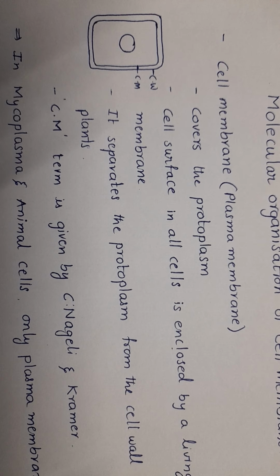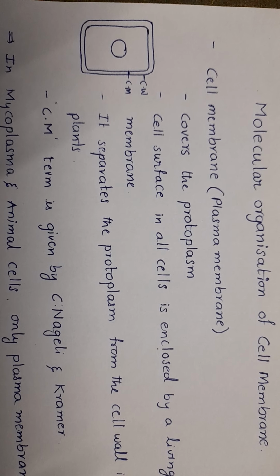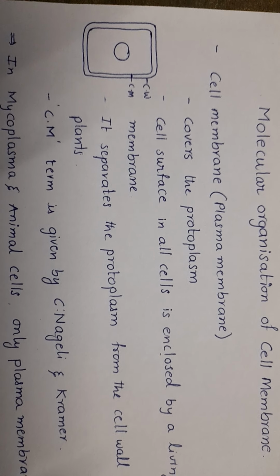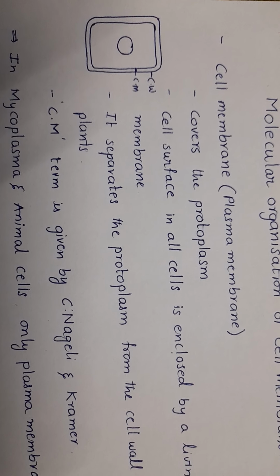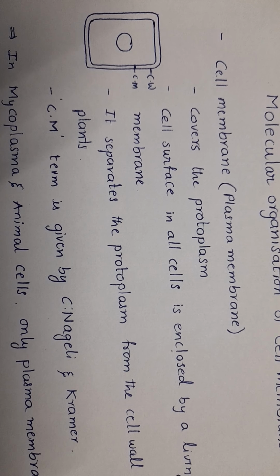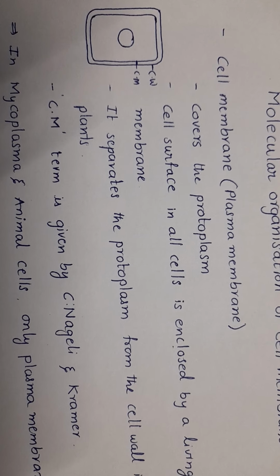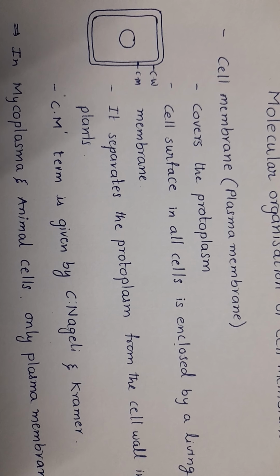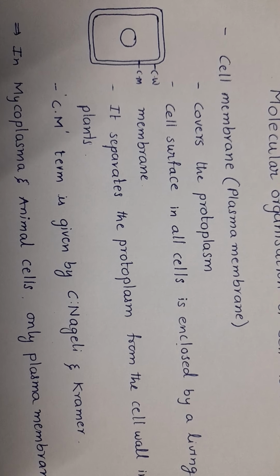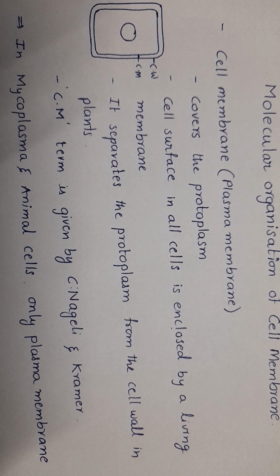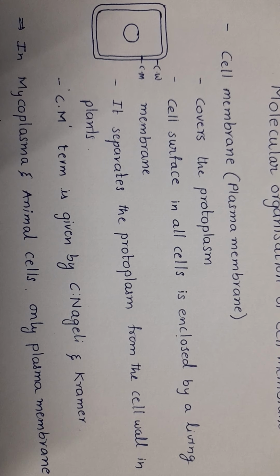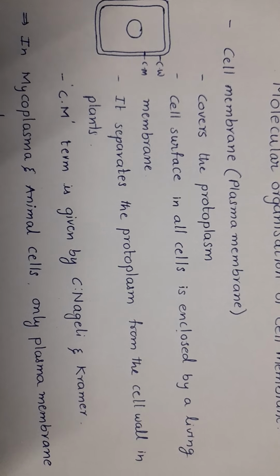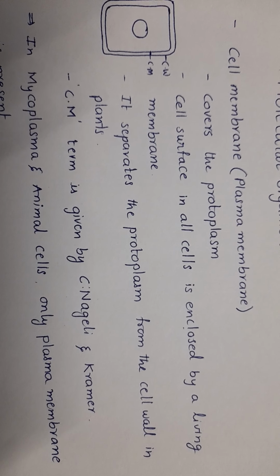Now we are going to discuss the composition of the cell membrane. Cell membrane is also called plasma membrane. In a plant cell, the cell wall is the outermost layer. Inner to the cell wall, the cell membrane layer is present. It covers the protoplasm. In almost all living cells, the cell surface is enclosed by a living membrane. The cell membrane separates the protoplasm from the cell wall in plants.